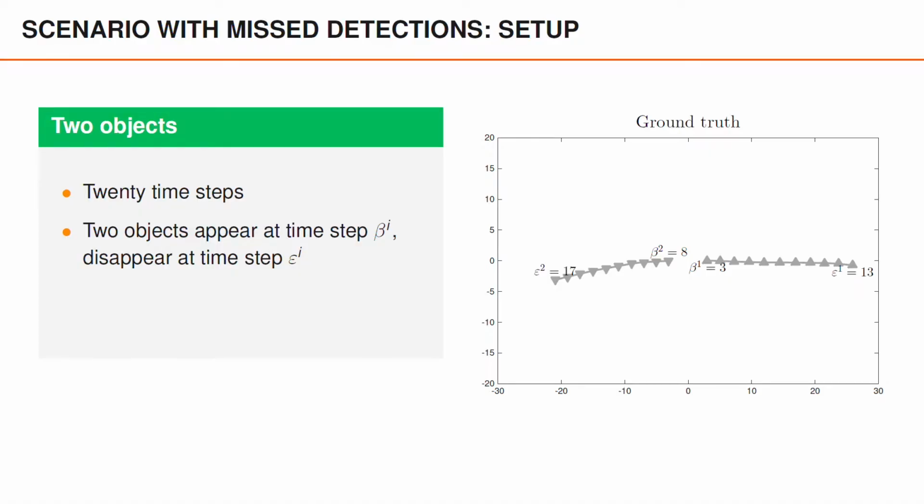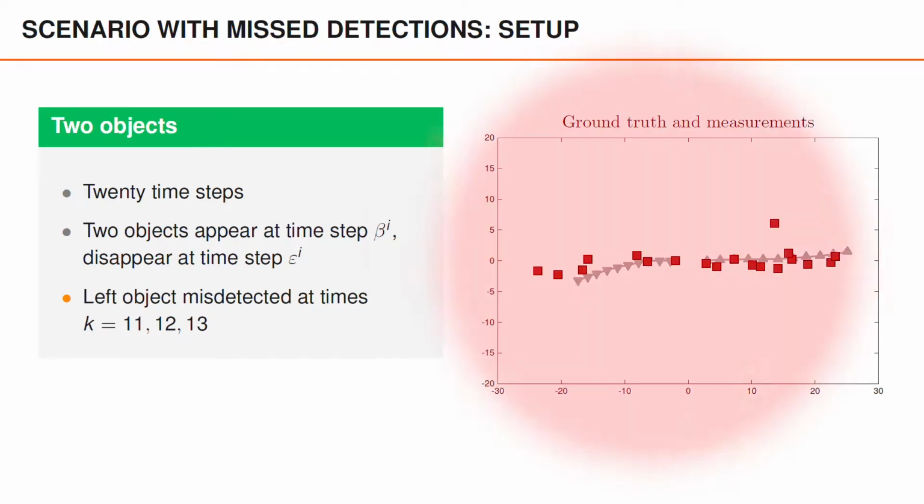In the first example, we consider a sequence that lasts for 20 time steps. There are 2 trajectories, one that starts at time 3 and ends at time 13, and one that starts at time 8 and ends at time 17. The main challenge in this scenario is that the left object is undetected at time steps 11, 12, and 13.